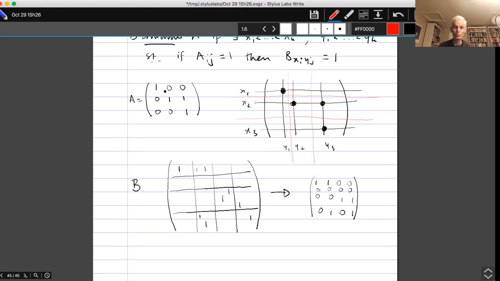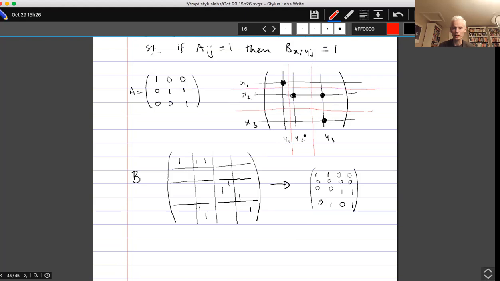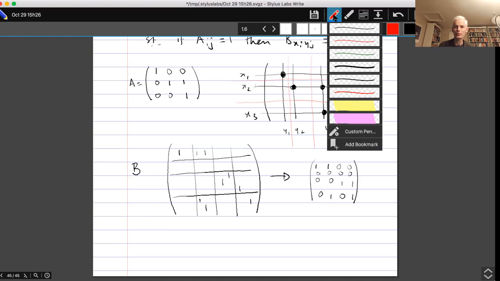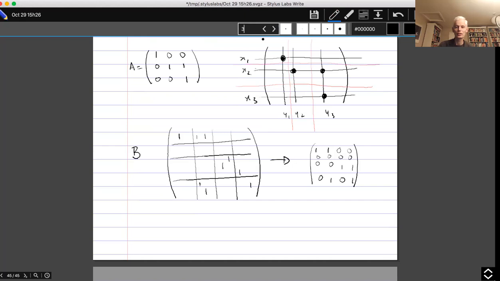And more generally, if I take any quotient matrix that splits up x1, x2, and x3, and y1, y2, and y3, I'll get a quotient matrix that still contains A. And the converse is not quite true, but it is true if we ask for A to be a permutation matrix. So if A is a permutation matrix, what that means is that there's exactly one one in each row and column.